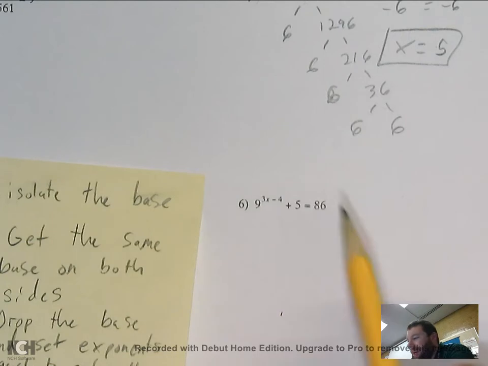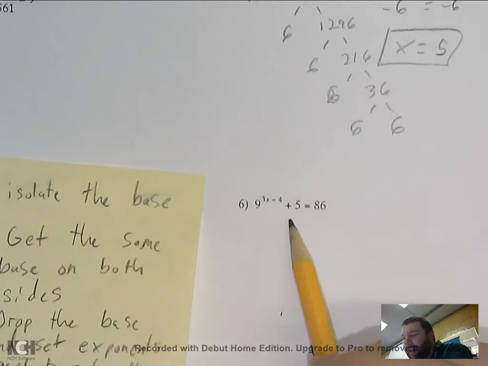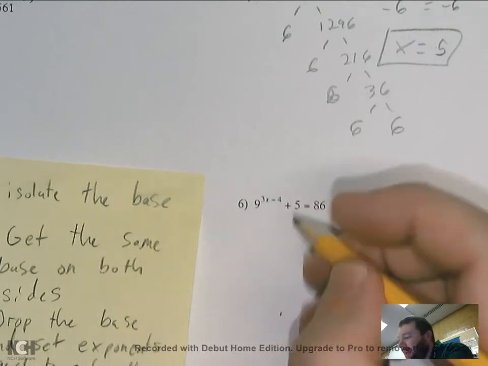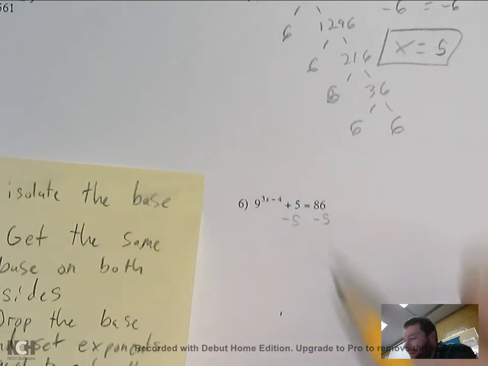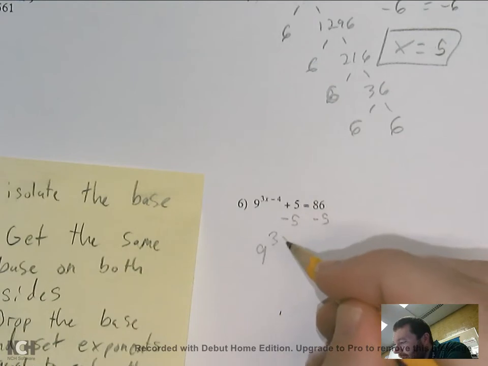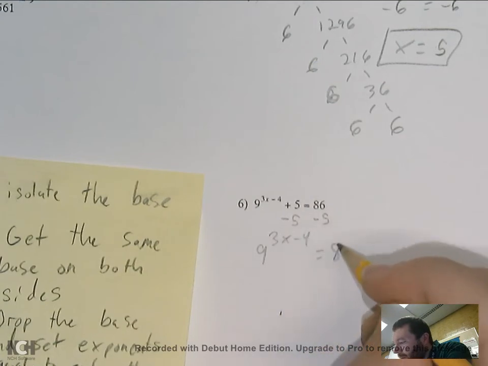So looking at this one, my base is not isolated, right? So the very first thing I need to do is move this 5 to the other side. So I'm going to subtract 5 from each side. That gives me 9 to the 3x minus 4 is equal to 81.